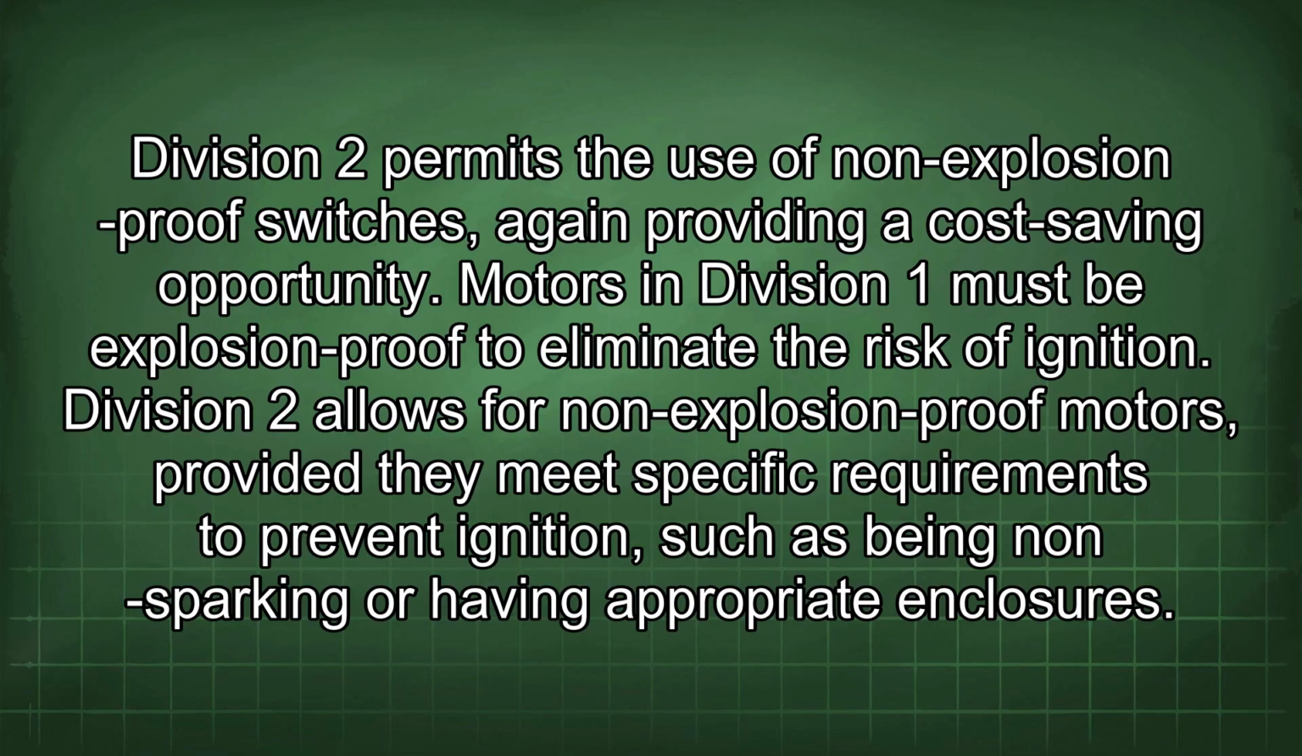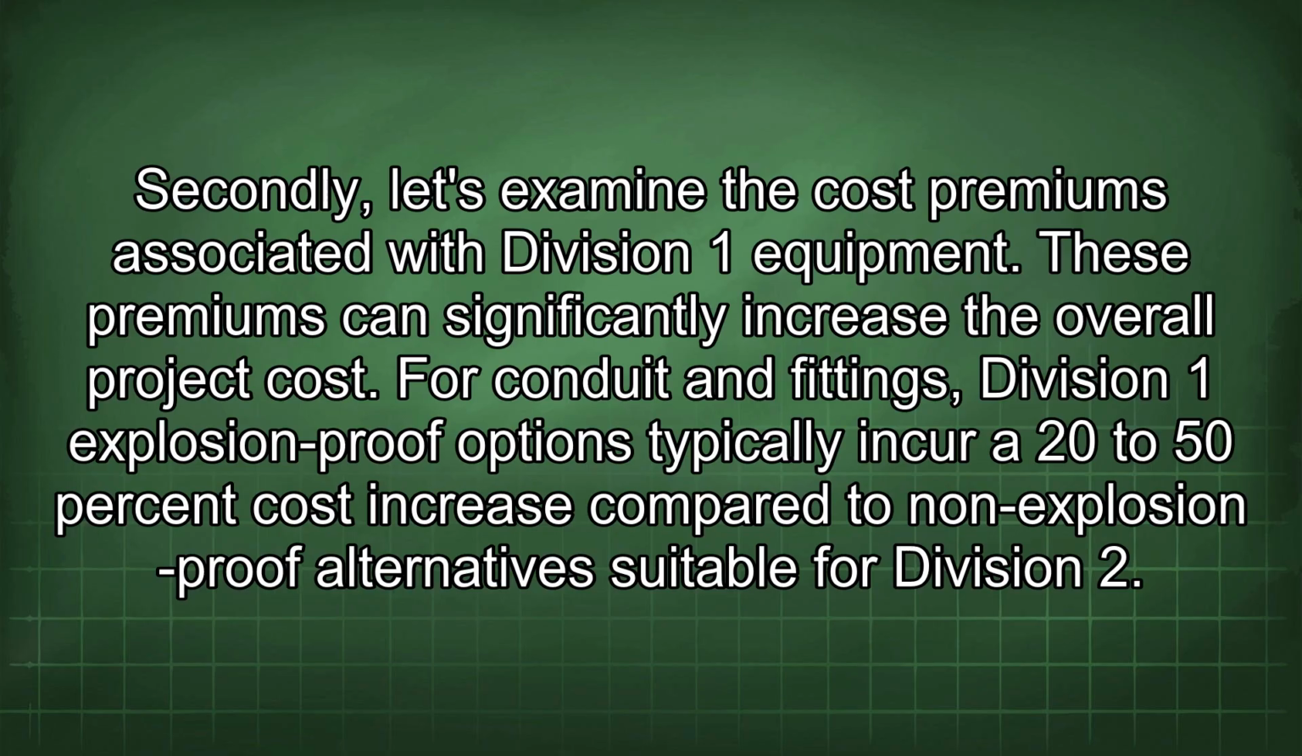Motors in Division 1 must be explosion-proof to eliminate the risk of ignition. Division 2 allows for non-explosion-proof motors, provided they meet specific requirements to prevent ignition, such as being non-sparking or having appropriate enclosures. Secondly, let's examine the cost premiums associated with Division 1 equipment. These premiums can significantly increase the overall project cost.